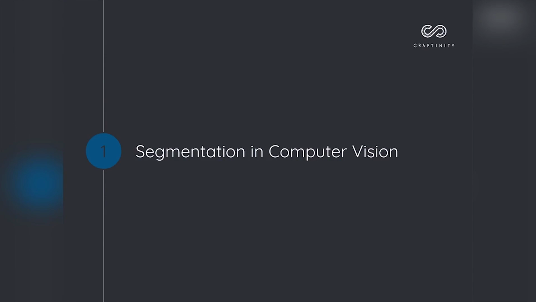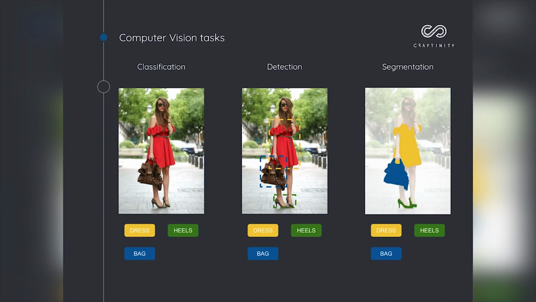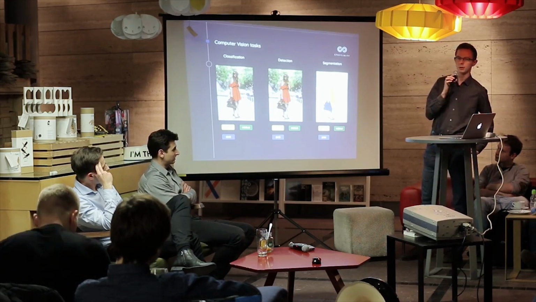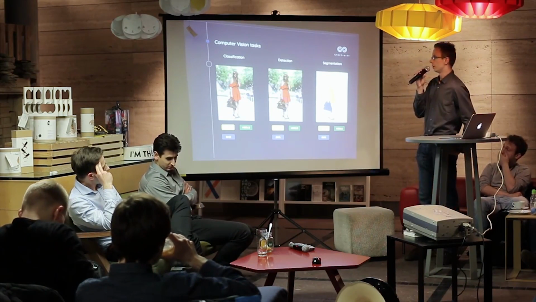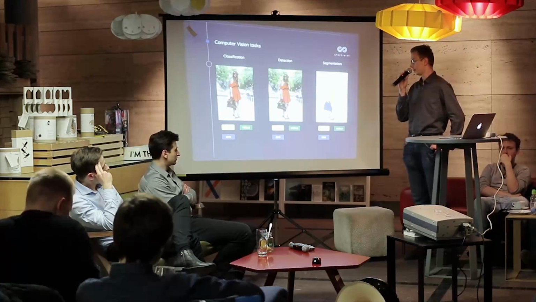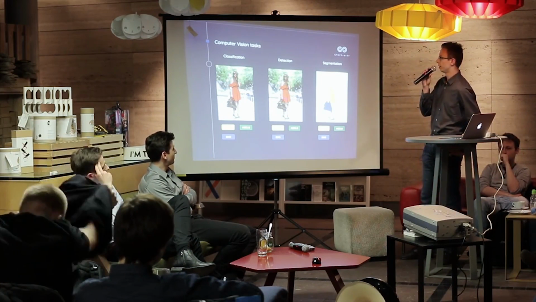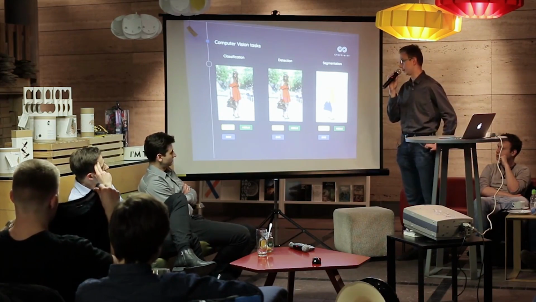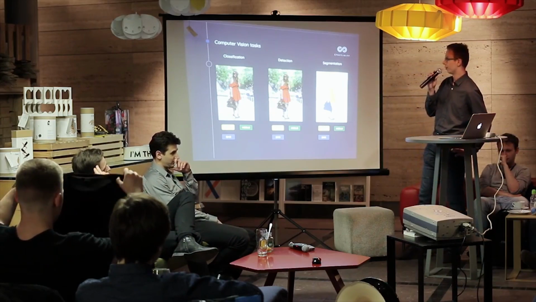Okay, so segmentation in computer vision, and maybe starting from the general tasks which we can distinguish in computer vision. Basically we can distinguish three different kinds of tasks. The first one is classification, when we would like to just predict that something is present on the image, or the image has some feature. So for instance, on the image on the left, we would like to predict that there is a dress, or heels, or a bag, or glasses.